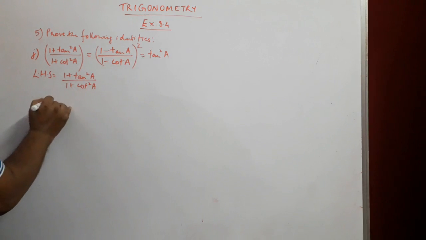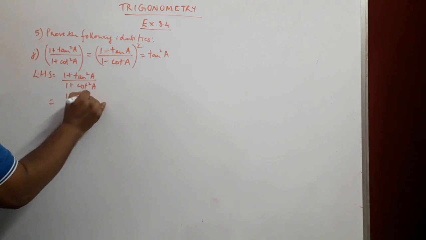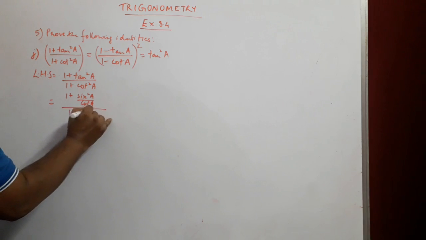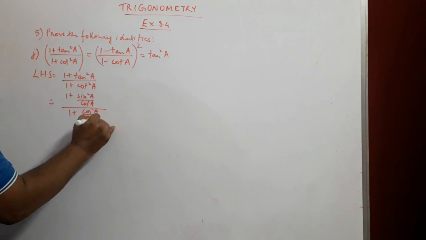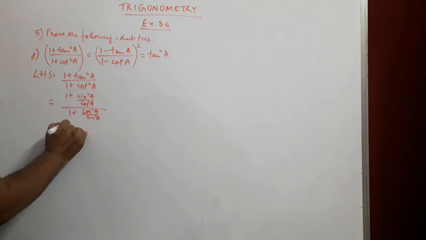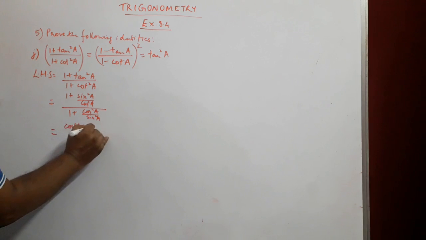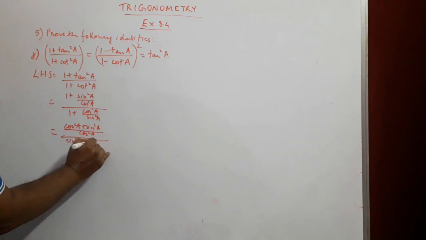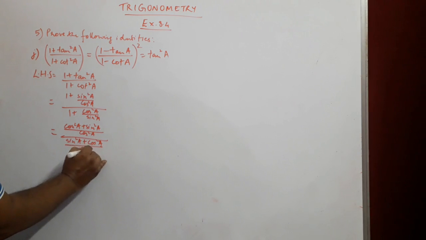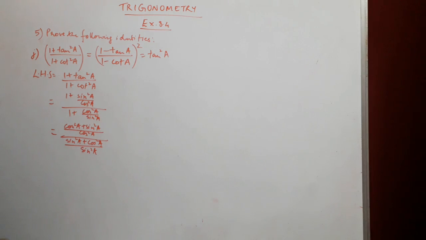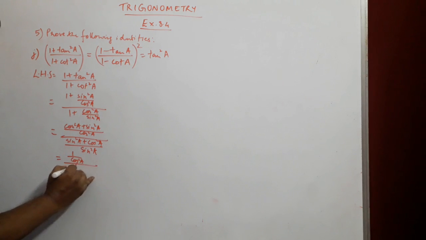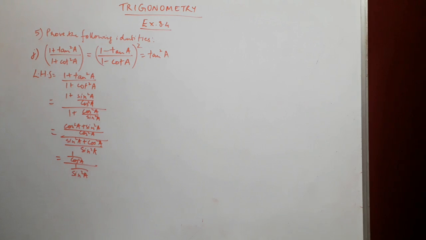I'll convert this into sine and cos. So (1 plus sine square a upon cos square a) whole thing upon (1 plus cos square a upon sine square a). So I'll take the LCM next. So that will be (cos square a plus sine square a upon cos square a) whole thing upon (sine square a plus cos square a upon sine square a). Then this will become (1 upon cos square a) whole thing upon (1 upon sine square a).